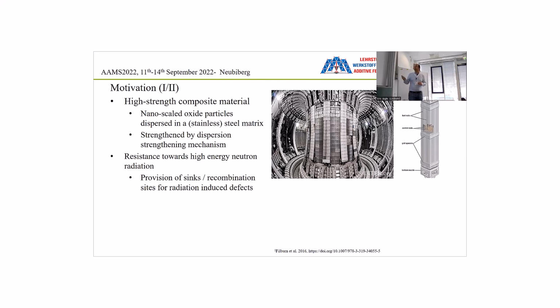And why are they used there? Because they have a relatively high resistance to high energy neutron radiation. So if you add these oxides and disperse them finely in your matrix, you will provide some sinks or recombination sites for defects which are induced by the radiation of the neutrons. So this is basically the idea why these materials were actually planned for nuclear power plants.